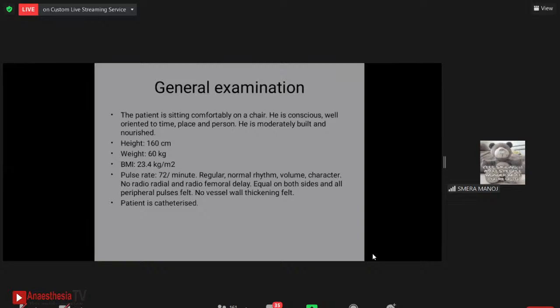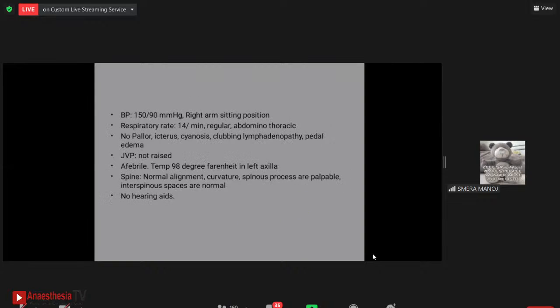kilogram per meter square. Pulse rate is 72 per minute, regular rate, normal rhythm, volume, character, no radioradial or radiofemoral delay, equal on both sides, and all peripheral pulses are felt. No vessel wall thickening is felt. My patient is catheterized. Blood pressure was 150/90 millimeter mercury, right arm sitting position.